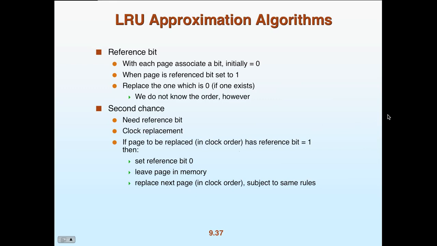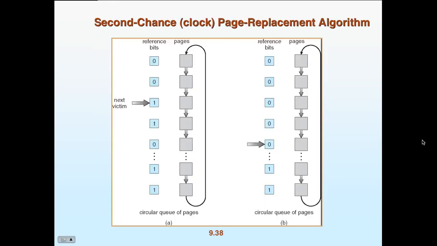And then we have the second chance. The second chance needs a reference bit and a clock replacement. If the page to be replaced in the clock order has a reference bit equal to 1, then we set the reference bit to 0, we leave the page in memory, and we replace the next page. So we can approximate with a little bit more efficiency than running a true algorithm, either using a stack or a counter implementation, and it shows promise. With our second chance clock and our page replacement algorithm here, we can say that this is going to be the next victim, and then that's going to be the next victim.